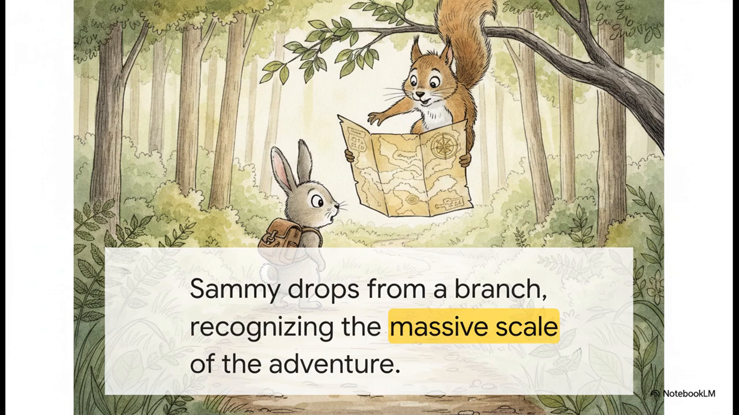Now, what's really great about this interaction in the source material is Sammy's reaction to the map. He takes one look at it, his eyes go wide, and he instantly recognizes the massive scale of this adventure. He basically insists, saying, "Of course you cannot go alone, we can go together." The text uses this exact moment to establish a key rule. Epic journeys absolutely require teamwork.